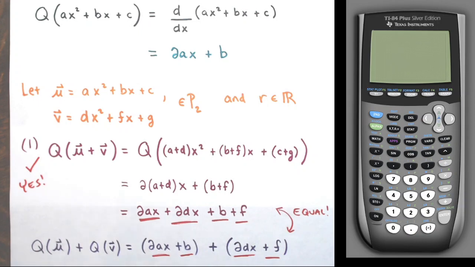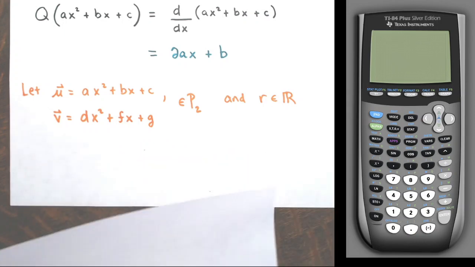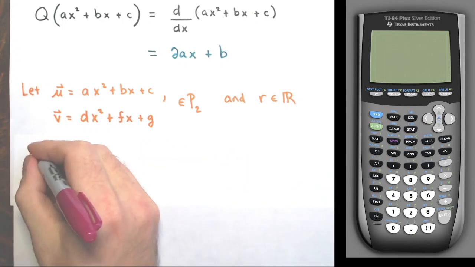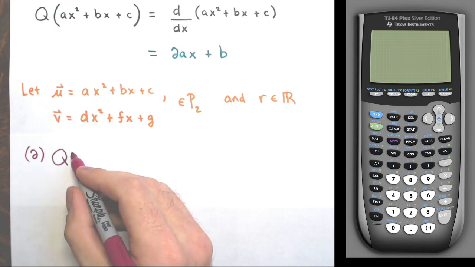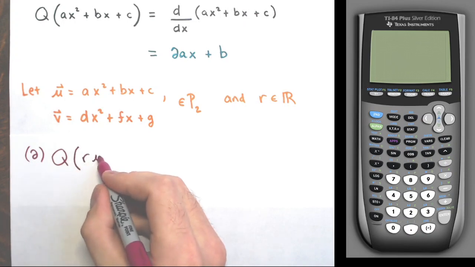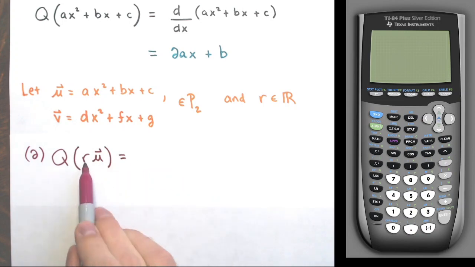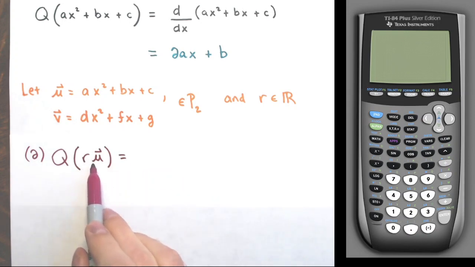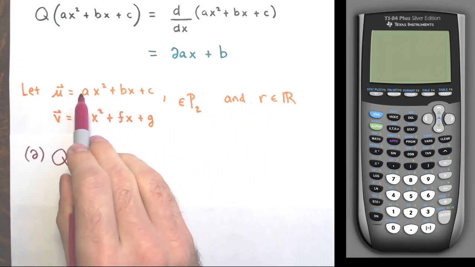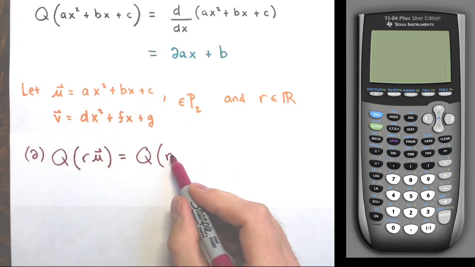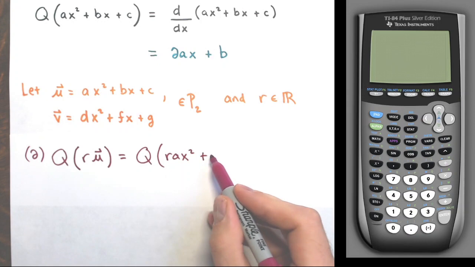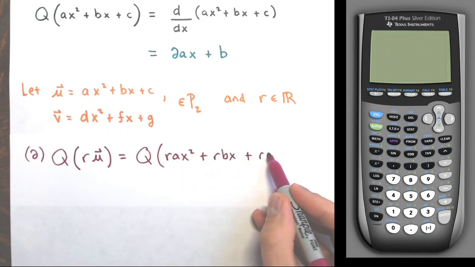All right, and then we're going to check that homogeneity property, that preserving scalar multiplication. Next page. So part 2, the homogeneity property. Again, I'm not going to write the question this time. Just going to look at the one side of it. What's q of r times u? This is where I perform scalar multiplication first with the vector u. So I take r times u, and that would just be distributing r here. So we have q of r times all this: r times a times x squared, plus r times b times x, plus r times c.